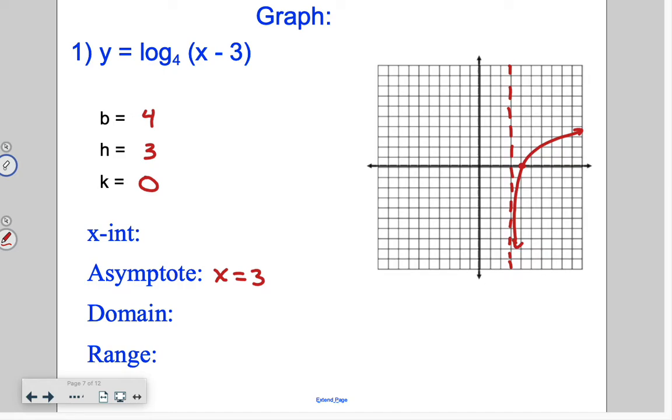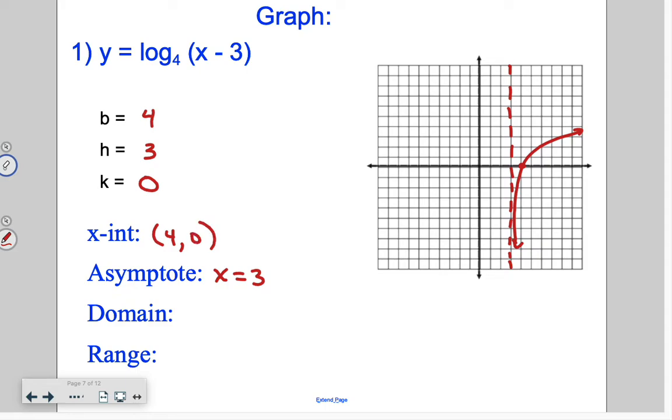Let's fill in a couple more points here. First off, the x-intercept on this one is pretty straightforward because we already found it. You don't have to go much further than this, because what is my x-intercept? It's 4. We took it from 1 and just shifted it over. We didn't have to move it up or down. So the x-intercept is at (4, 0).